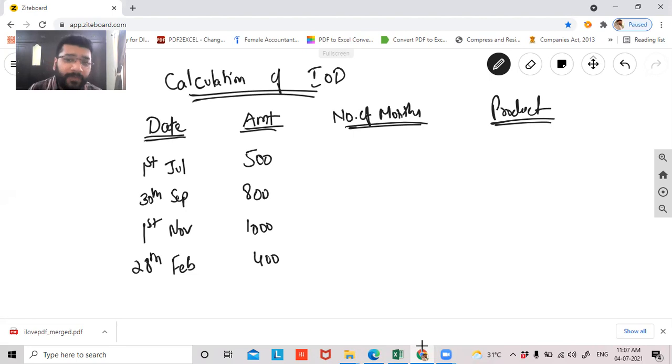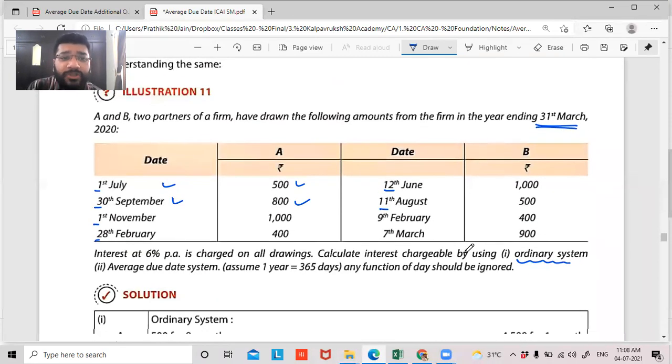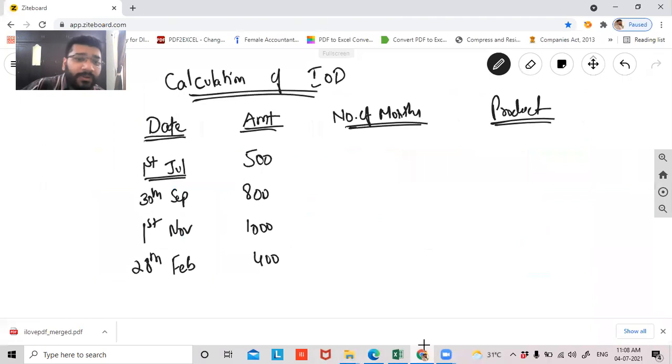Guys, please calculate the number of months. From where to where will you calculate? Can I say number of months from the date of drawing till the end of the year? Because year ending is 31st March 2020. So from 1st July to 31st March 2020, how many months? July, August, September, October, November, December, Jan, Feb, March. Can I say 9 months?